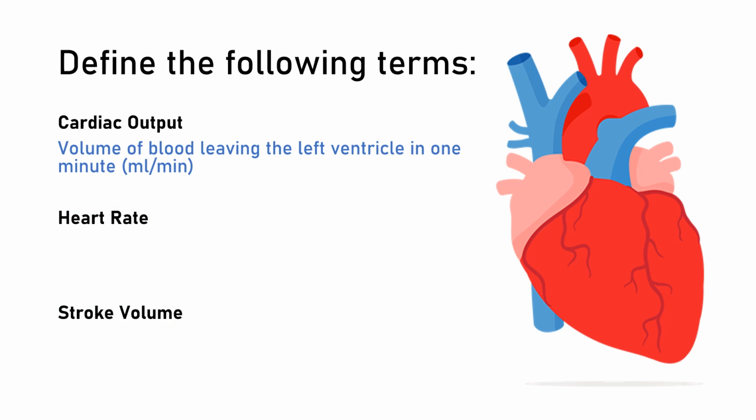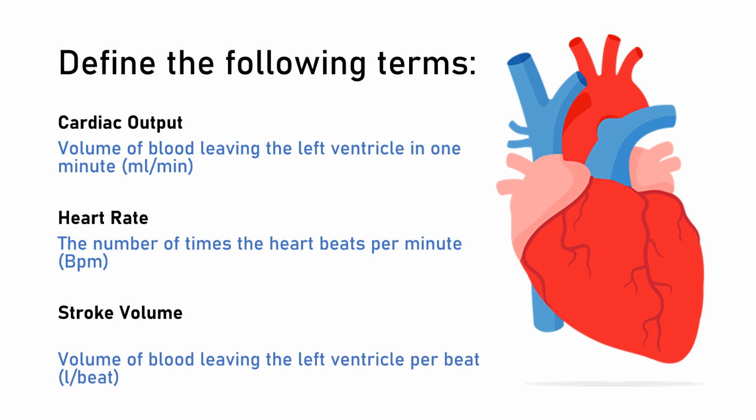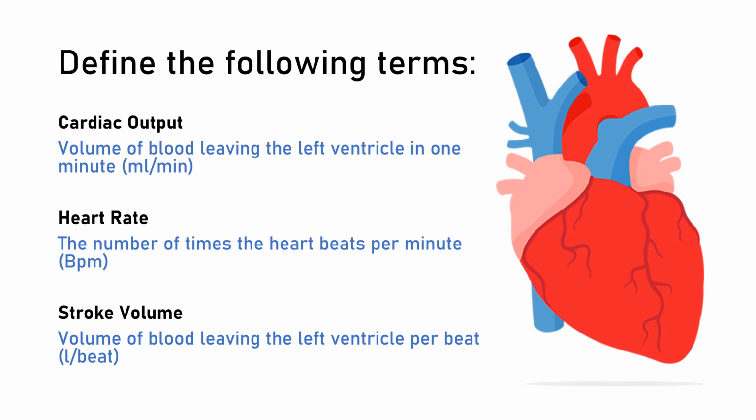Cardiac output is the volume of blood that leaves the left ventricle in 1 minute, and it's measured in millilitres per minute. Remember, it's the left ventricle that pumps blood out to the body tissues. The heart rate is the number of times the heart beats per minute, and we measure that in beats per minute. And the stroke volume is the volume of blood leaving the left ventricle per beat. So we look at it in litres per beat.